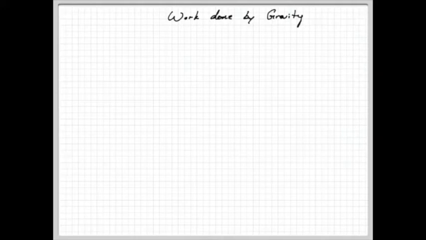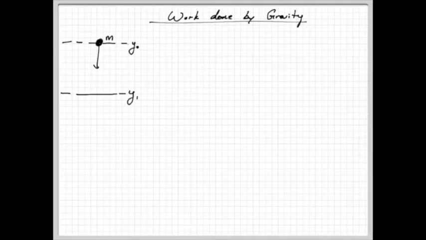Visually, the idea would be you have an object of some mass, and it's falling, so we're going to give it some points of reference. It starts at y0, it falls to another point y1. Now the only force causing it to fall is gravity. So how much work is gravity doing?